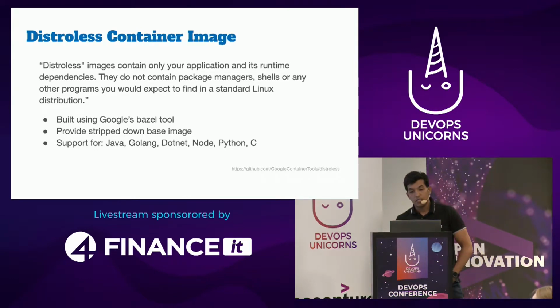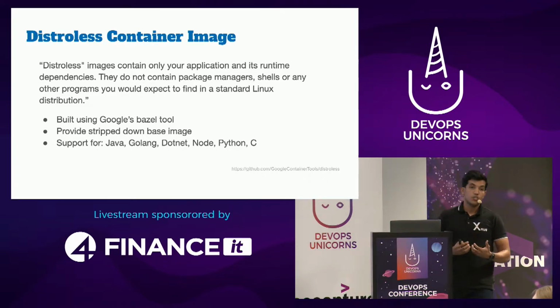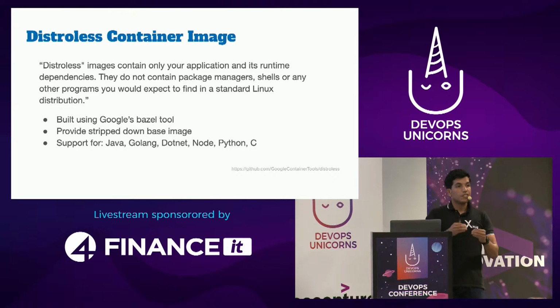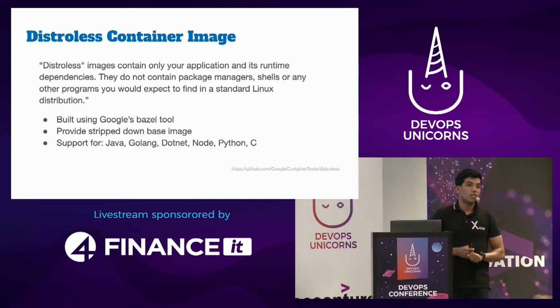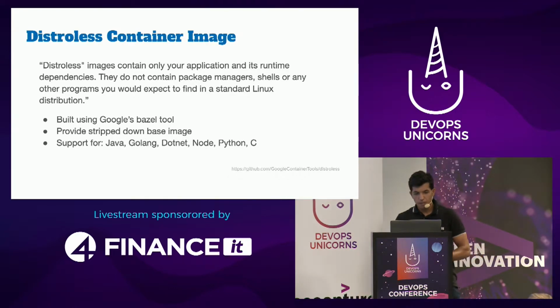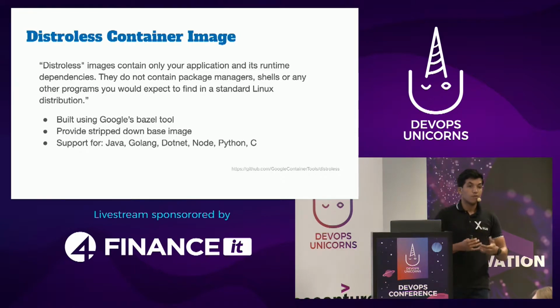This project aims to create images that contain only our application and its runtime dependencies, restricting what's inside the container to exactly what our application needs to perform its function. It does not contain many things you are familiar with, like common Unix utilities, such as a package manager, shells, and other debugging stuff. Those images are built using Google's Bazel tool. They support many languages, including Java, of course.